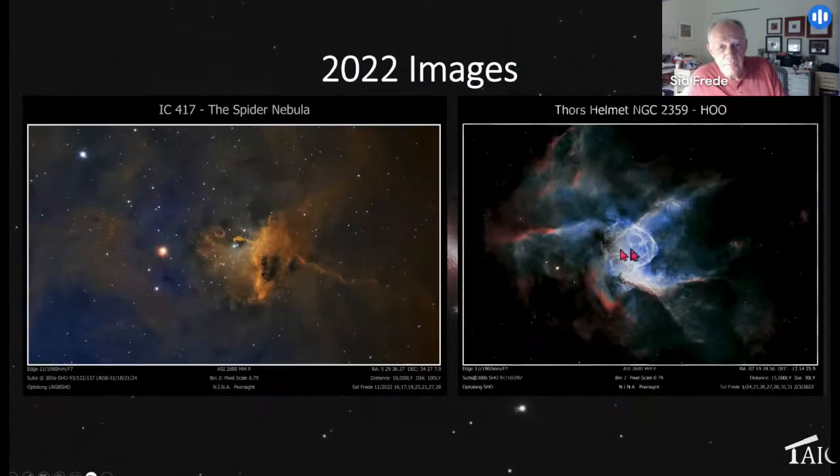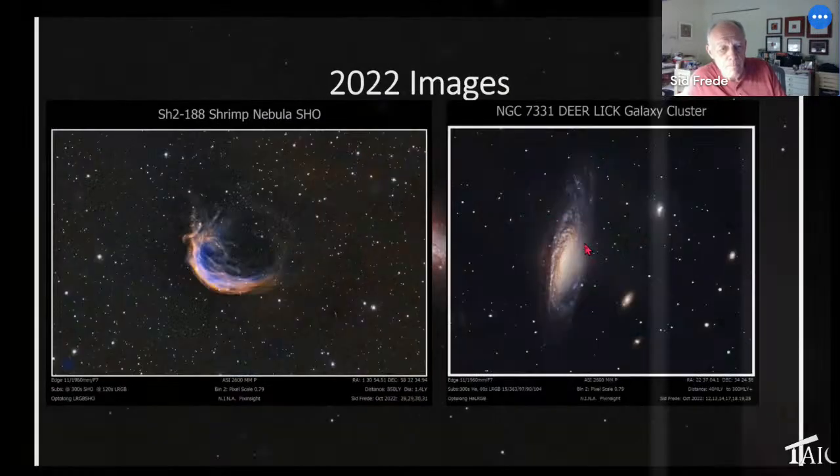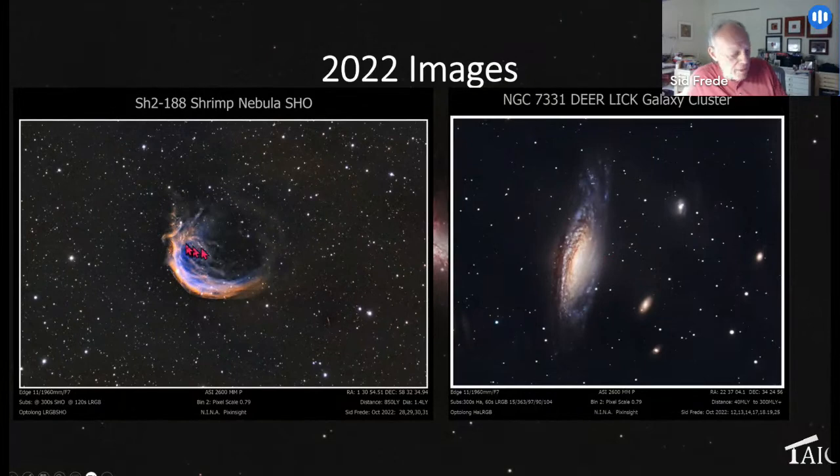A couple that I especially like back from last year. IC 417, the Spider Nebula, and then Thor's Helmet. Just a gorgeous target, and I really love shooting this and had a lot of fun pulling out the colors and doing the processing. Really like this target. Shrimp Nebula, I spent a lot of time here on processing trying to tease out the tentacles of the shrimp, and that was a lot of fun to be able to try to pull that out of the image. This one, 733, not particularly because of the detail, but it's just the magnitude.